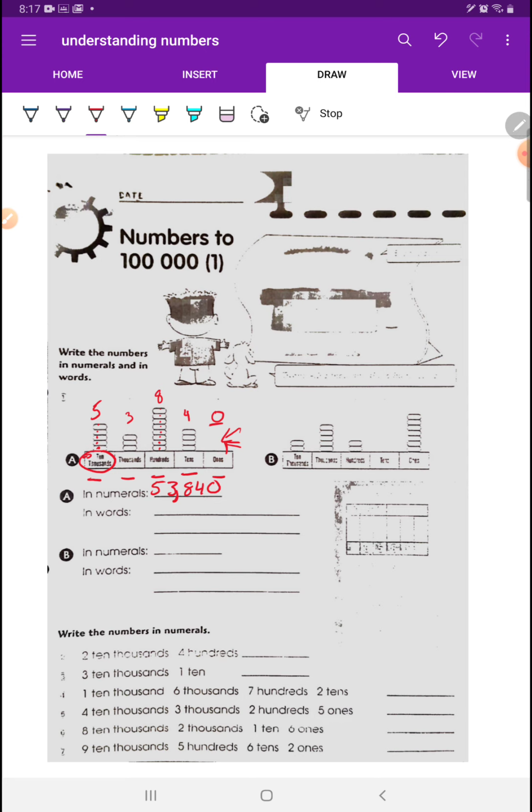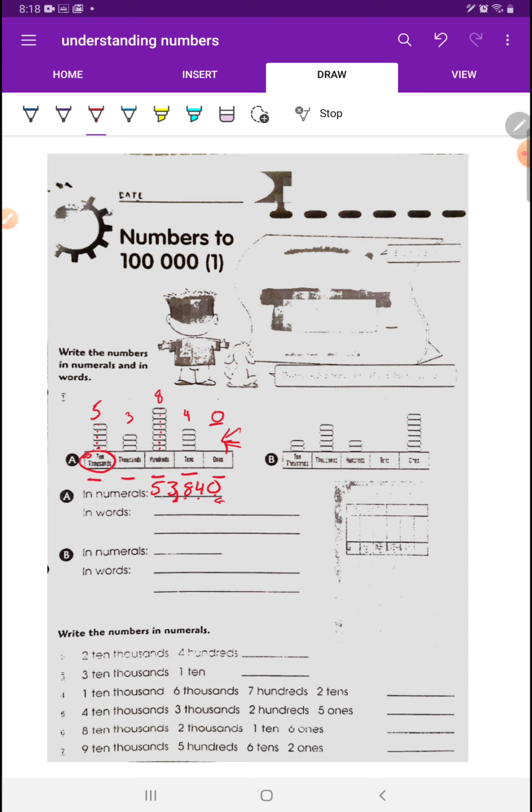Do not forget this comma. Starting from this side, you count 1, 2, 3, and then you put a comma. The number is not like this. This is wrong. That comma is not in the right place. This is only 1, 2. Always starting from this side, it's 1, 2, 3, then a comma. Don't forget that, okay?